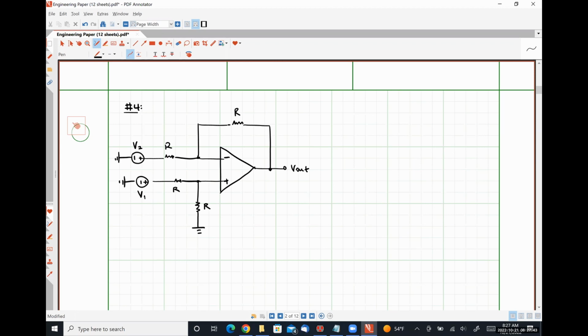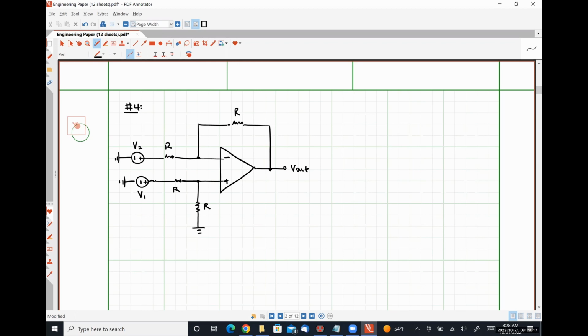So with V1 on and V2 off, this looks like a non-inverting amplifier with a voltage divider circuit at its input. Very similar to what I gave you guys on your in-class assignment problem Wednesday. With V2 on and V1 off, this looks like a simple inverting amplifier. So what we're going to have is some subtraction operation that's going to go on.